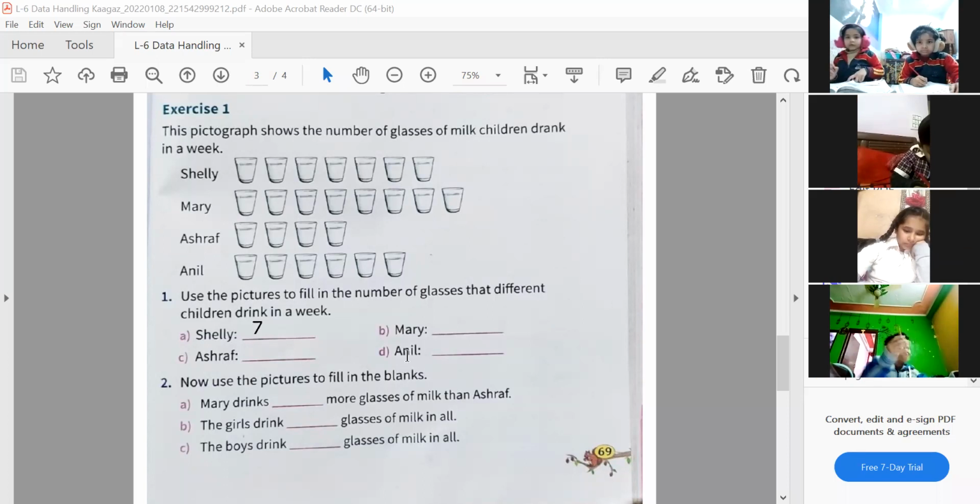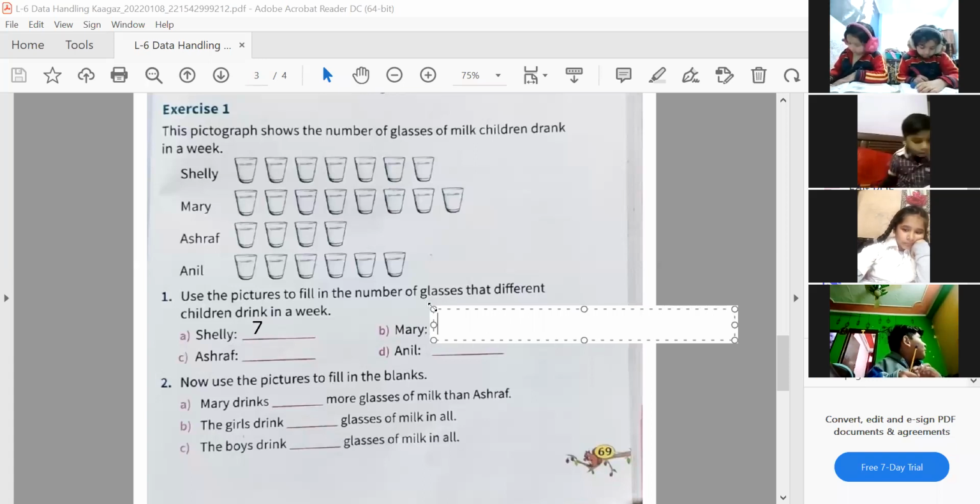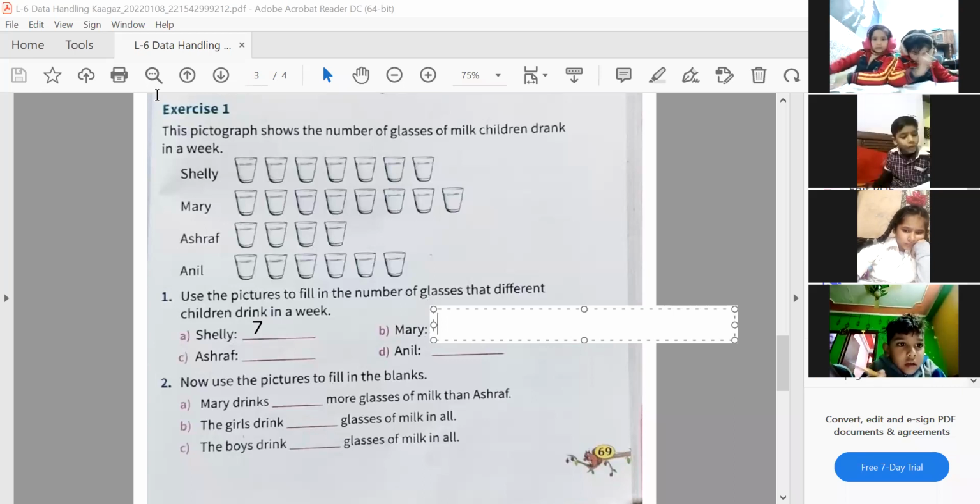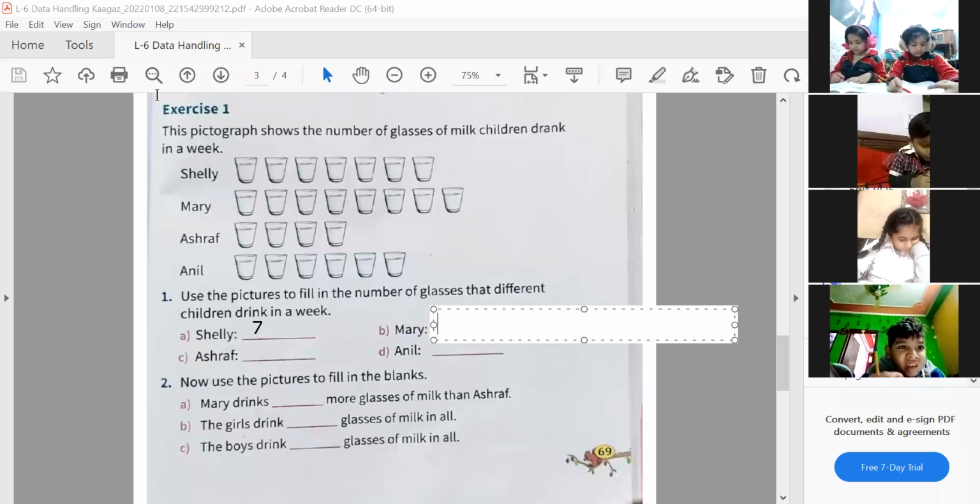Aradhya, roll number four. Good morning, ma'am. Good morning. Mary, how many glasses of milk did Mary have? Tell me. Count and tell me. It's very easy. Count, go quickly. 1, 2, 3, 4, 5, 6, 7, 8. Ma'am, 8 glasses. Okay.